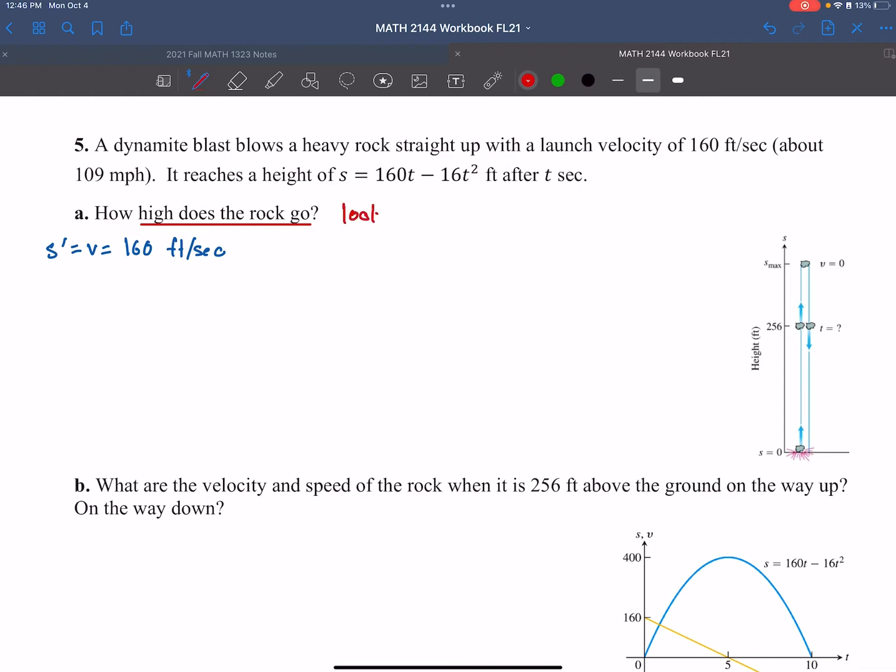We're looking for s when v is 0. Because if you think about that, at the top of its flight, that rock has a velocity of 0 because it's changing directions. And remember that whenever an object changes directions, it's because the sign changed. So this problem really just boils down to solving s prime equal to 0.